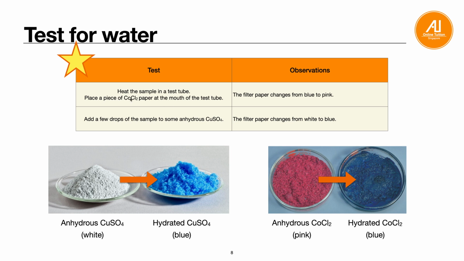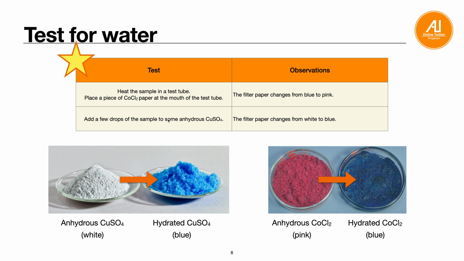Place a piece of cobalt chloride paper at the mouth of a test tube when you heat a sample. If your filter paper changes from blue to pink, it means water is present. Because if it's anhydrous, meaning dry, it will be blue in color, but when it's hydrated, when the water goes in, it will become pink in color.